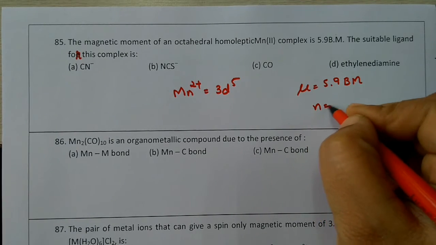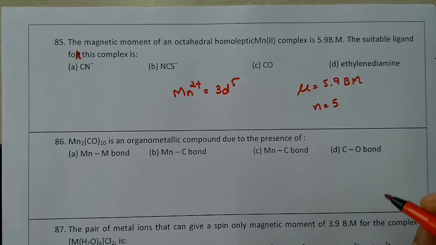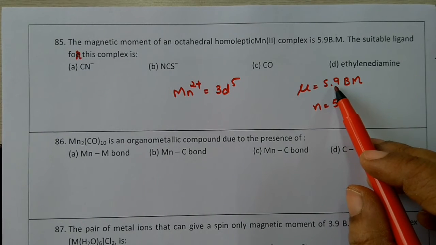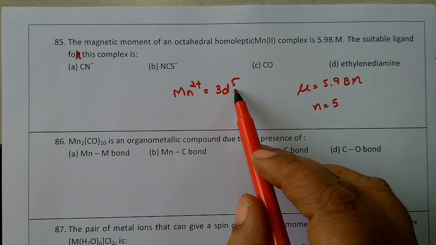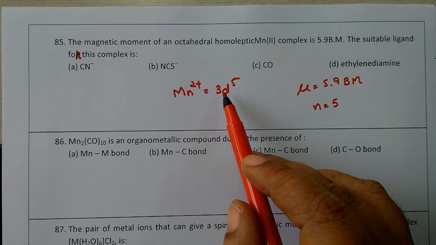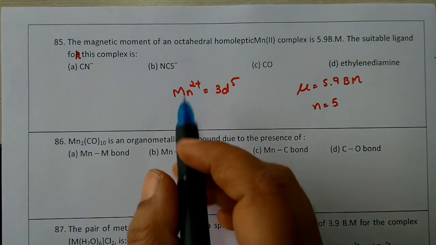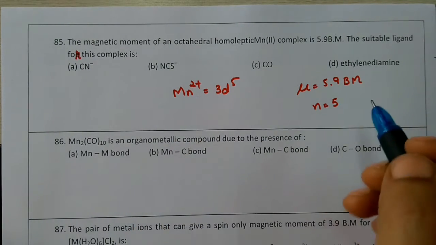That means that n value should be 5. If n value is 5, that is nothing but unpaired electrons should be 5. If unpaired electrons are 5, then magnetic moment will be 5.9. So 3d5 is there. If a weak field ligand is there, then that weak field ligand won't allow the electrons to pair up. So the weaker field ligand we need to consider.